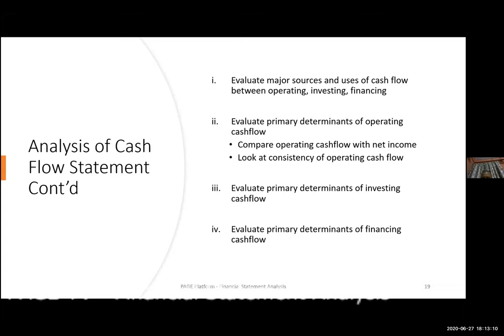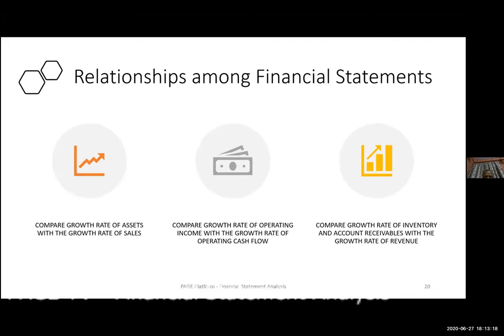You need to know the key driver for operating cash flow, the key driver for investing, and the key driver for financing too. So what is the relationship between these financial statements? While analyzing a financial statement, we may like to look at the growth rate of sales, then the growth rate of total assets too. Are they growing in tandem, or is there any disparity? Where one is growing faster than the other, you should dig further for clarity and explanation.